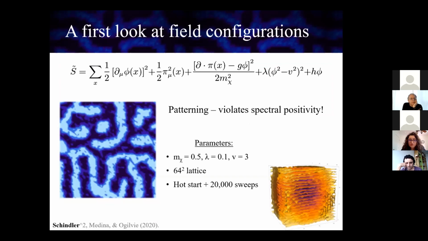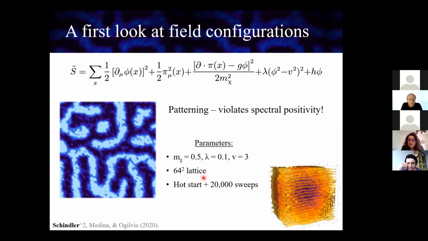Okay, so when we look at these field configurations, we end up getting these nice, weird pattern-forming behaviors. Of course, the way we do simulations in lattice field theory, we do Monte Carlo simulation. So we're just doing a random walk around space. Of course, you can put in Markov chain Monte Carlo and make things quicker and better. But we're going to use this set of parameters. So we're going to set m chi to 1/2, lambda equals 0.1, v equals 3. These are just arbitrary parameters we've chosen where we get nice patterns.